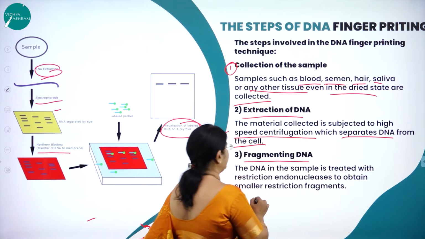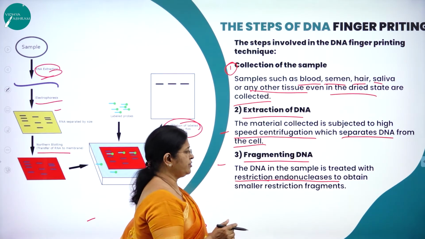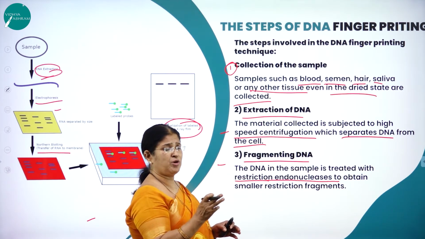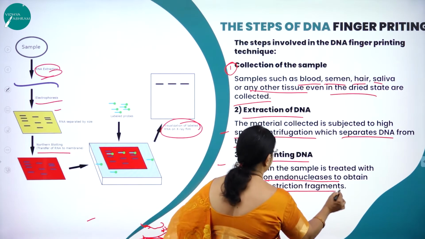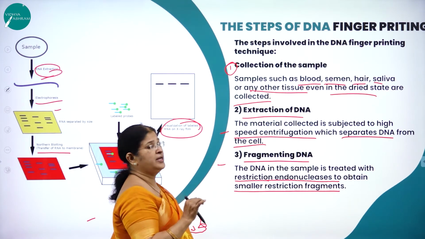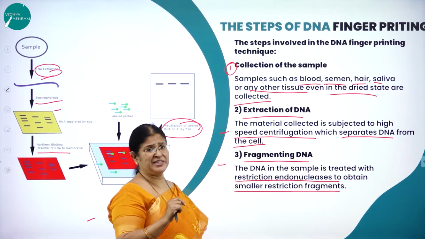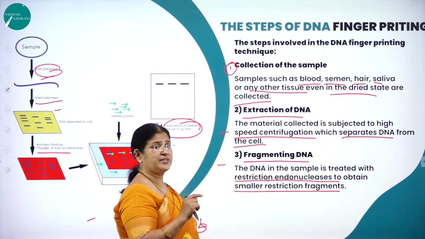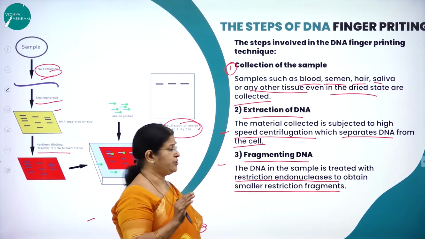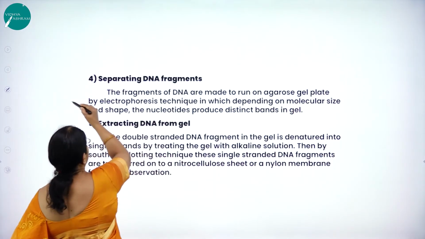Next, fragmenting DNA. The DNA in the sample is treated with restriction endonucleases. As you know, they are called molecular scissors, which cut the DNA molecule into smaller restriction fragments. So what is the first step in DNA fingerprinting? Collection of the sample. Next step is extraction of the DNA from the sample by subjecting it to centrifugation. Then fragmenting the DNA. That is, the DNA in the sample is subjected to a restriction endonuclease to obtain smaller restriction fragments.